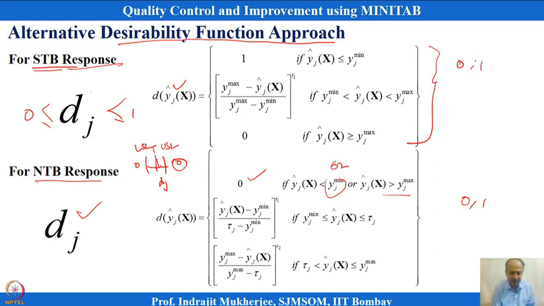But if you are hitting the target exactly, the desirability value d_j will be equal to 1. So, 1 is desirable in any case. We want to maximize the value of d_j, and the maximum value is 1. Similarly, using this function for smaller the better, if it is near 0, the better. Let us say the target value is 0. When you reach 0, the desirability value will be equal to 1.